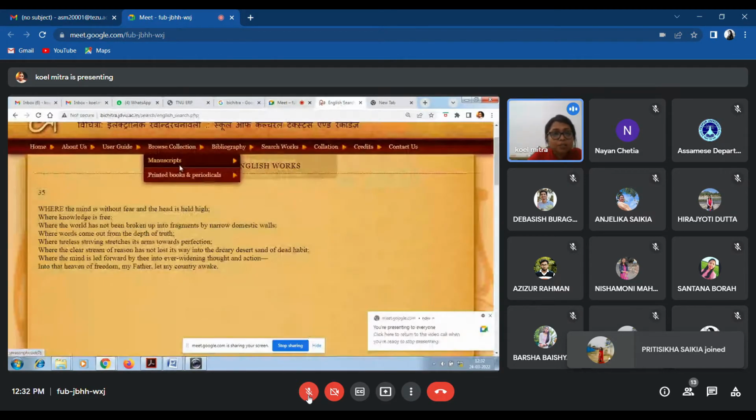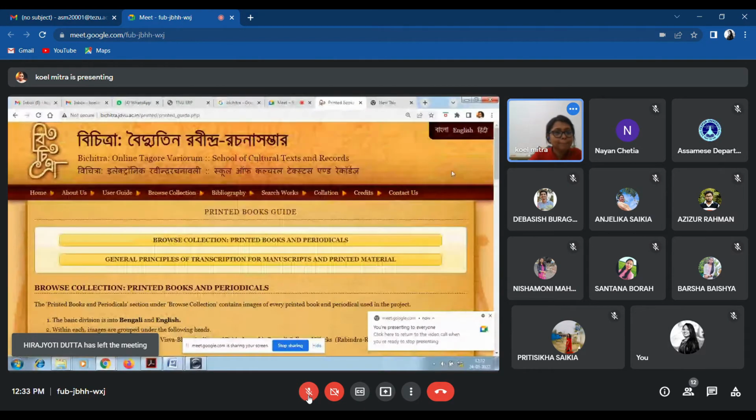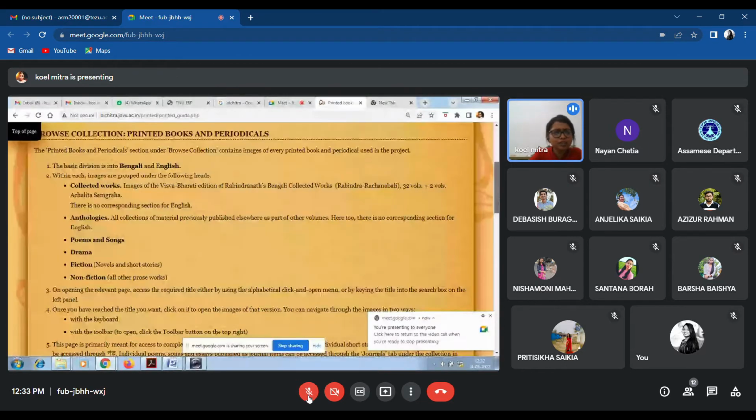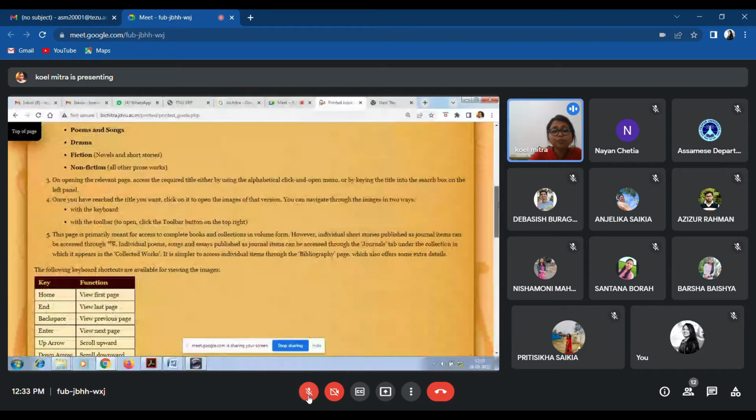So that's about searching from printed books and journals. This is easy to understand because once it's typed and uploaded, you can look into anything because it's anyway machine readable. Then we come to bibliography.